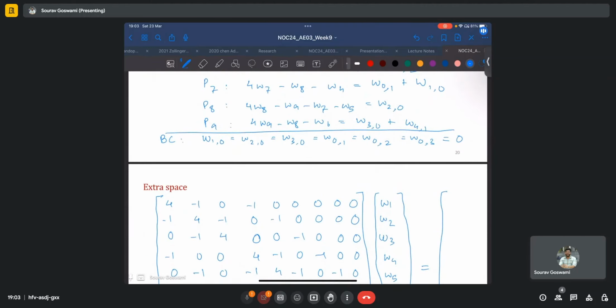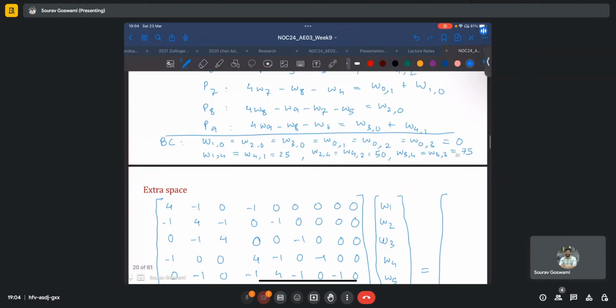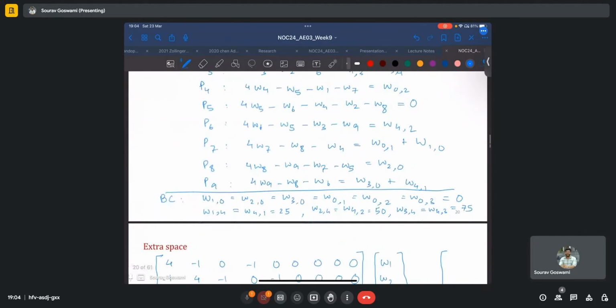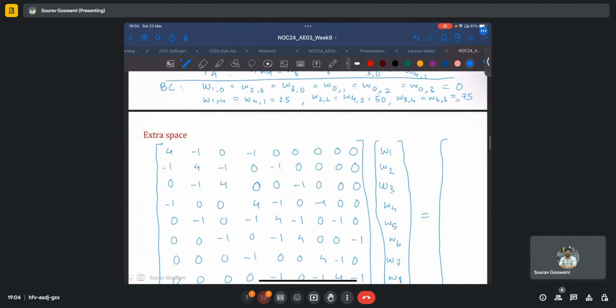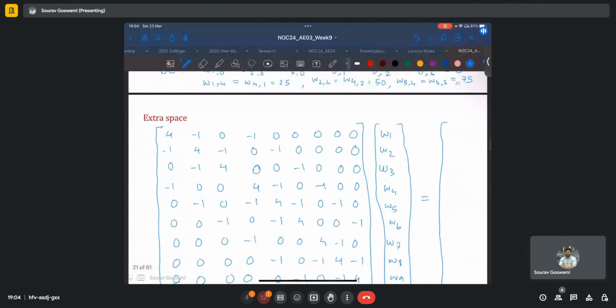Similarly, based on the other boundary condition for the sides, W1,4 equals W4,1 is 25, W2,4 will equal W4,2, which will equal 50, and W3,4 and W4,3 shall equal 75. So we see that the temperature distribution is symmetric at the nodes. So we incorporate this into our solution matrix.